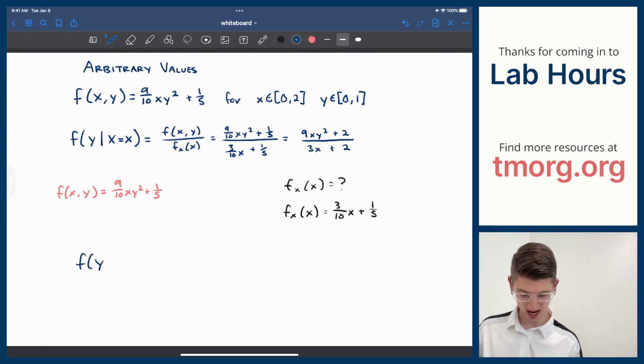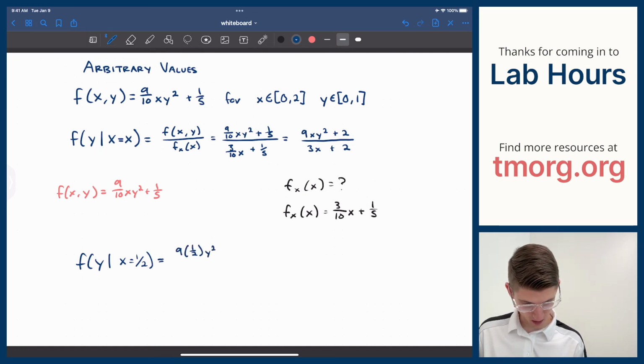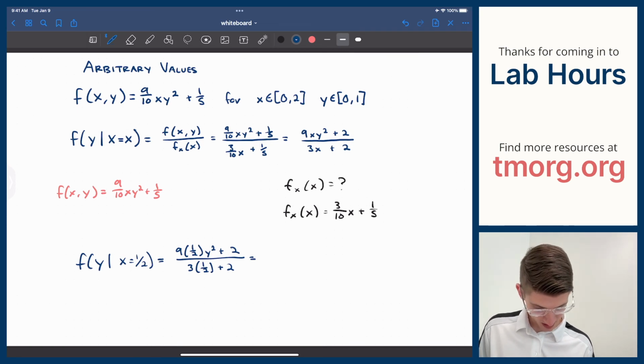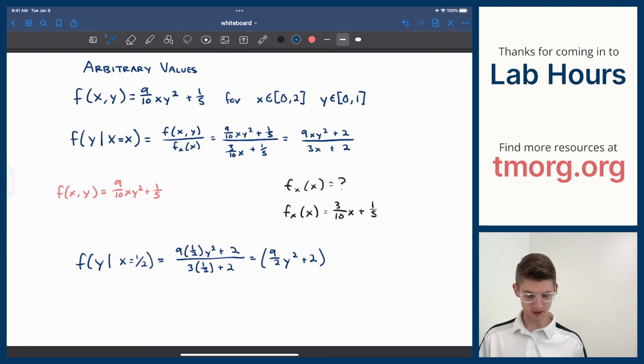What is fy of x? What is f of y given that x is equal to 1/2? Well, that would be equal to 9 times 1/2 times y squared plus 2 over 3 times 1/2 plus 2, which is equal to 9/2 y squared plus 2. And I'm just going to multiply by the reciprocal straight off the top this time. 3 times 1/2 is 3/2, 2 is 4/2, so that means 7/2 was on the bottom, so I'm going to multiply everything by 2/7, right? That's the same as putting 7/2 in the denominator.